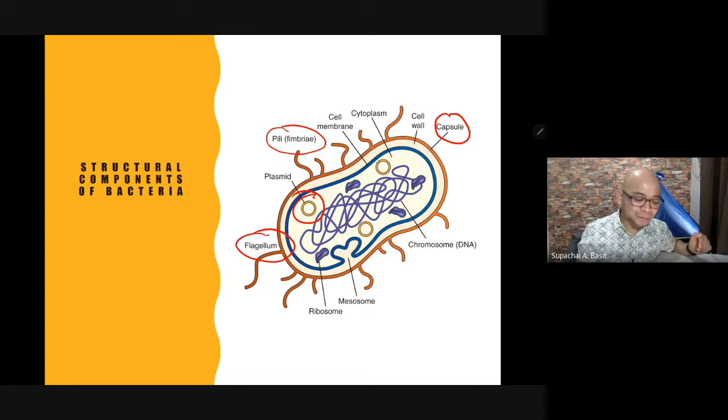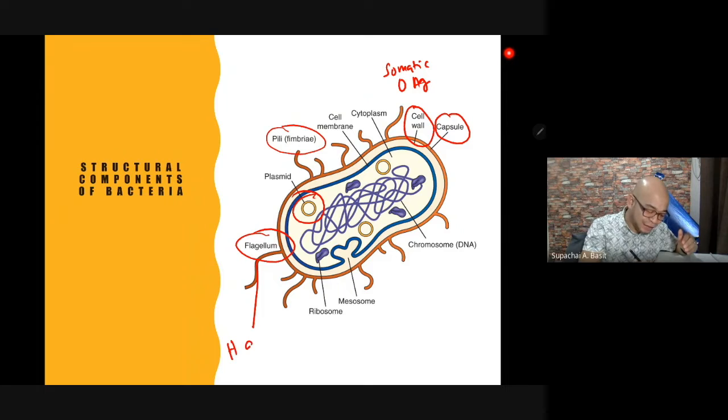Now, it is noteworthy to mention that some of these components could also be a source of bacterial antigen needed for serological testing. For example, the cell wall during the Widal test could be the source of the somatic or O antigen, while the flagella could be the source of the H antigen. So some of these components may also serve as bacterial antigen.